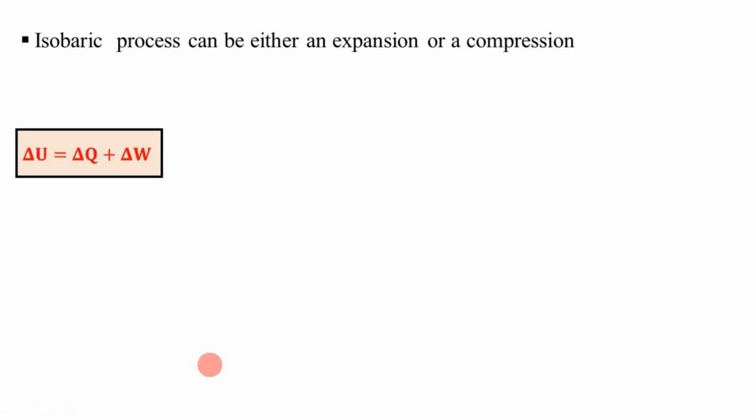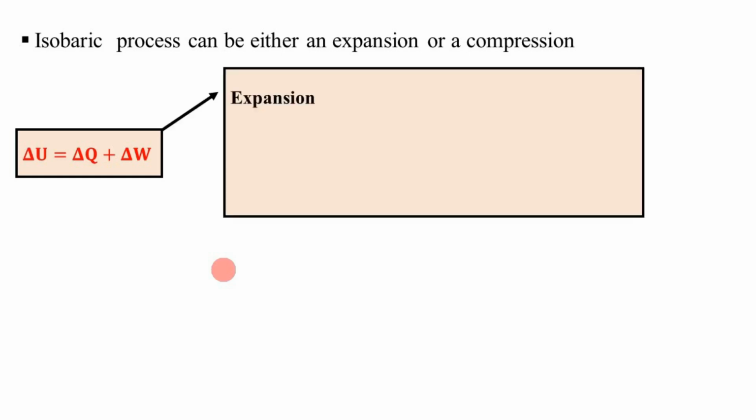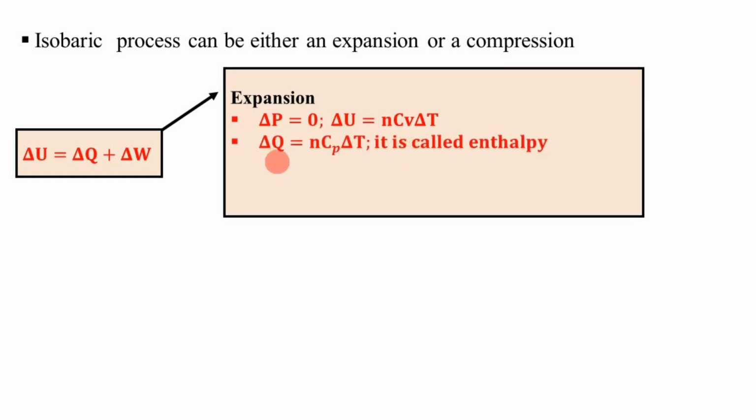Again, when we are having the isobaric process, we can also have an expansion or a compression, expansion occurring at constant pressure, or a compression occurring at constant pressure. So when you have an expansion, the gas is expanding, the volume is increasing, and dP is equal to 0. Of course, the internal energy is equal to nCvdT. We have seen that in all the processes the internal energy is equal to nCvdT, and dQ, which is the heat, is equal to nCpdT.